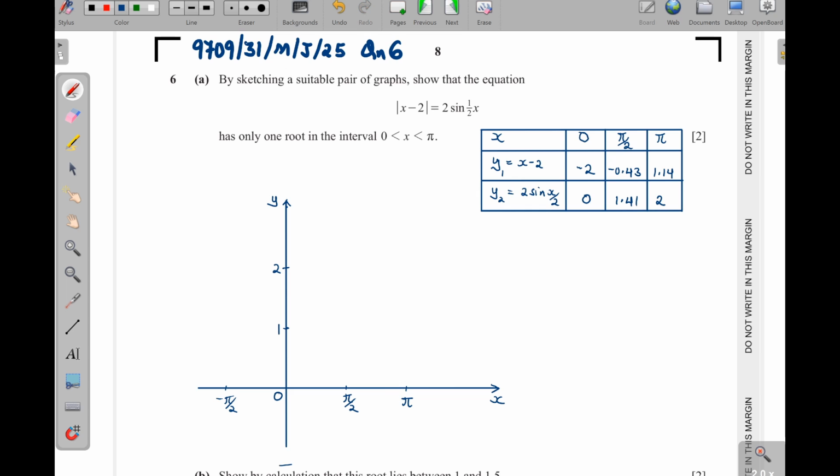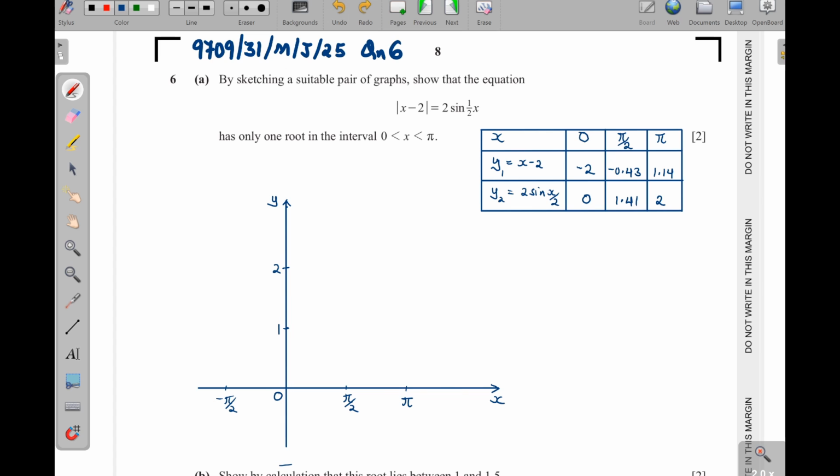Negative 2 is maybe down here. Let's just look for a point where this line is meeting the y-axis. On the y-axis, it is negative 2 down here where x is 0. But remember, this is modulus. That means we have to reflect it in the x-axis. So it will pass through this point here instead of this way, okay?